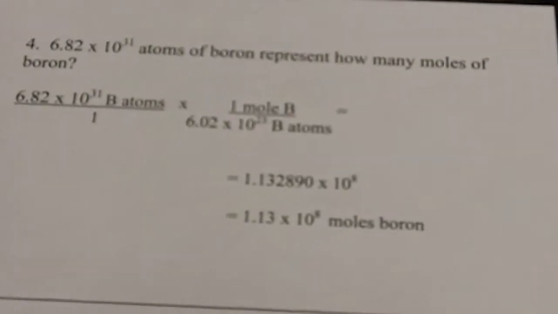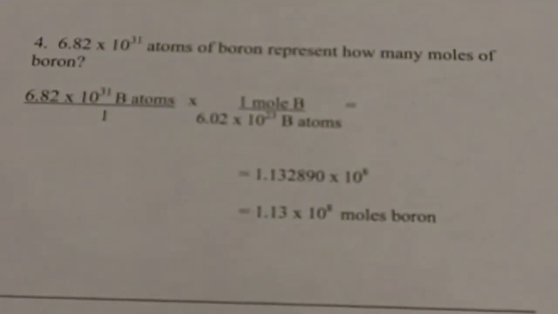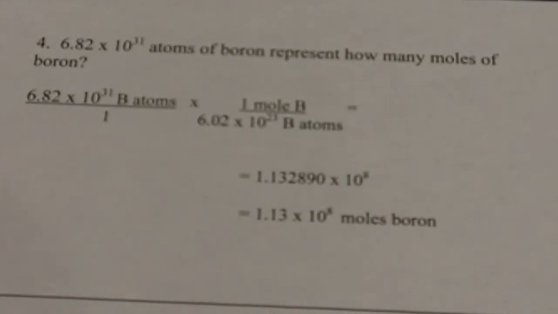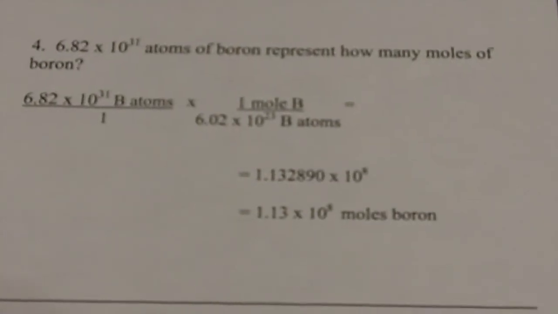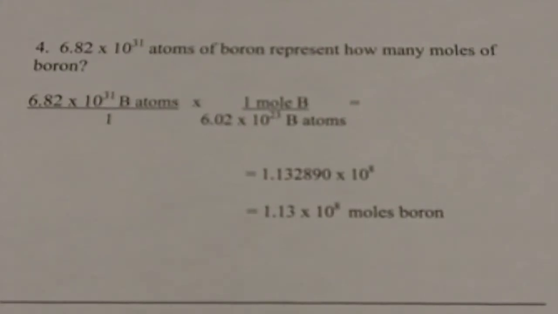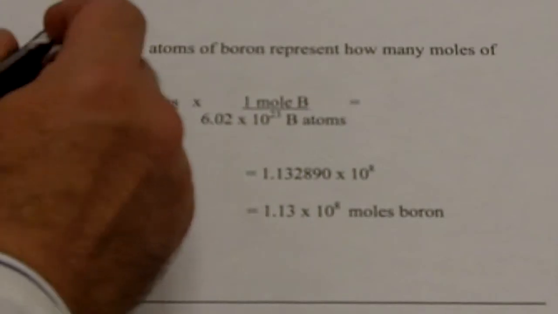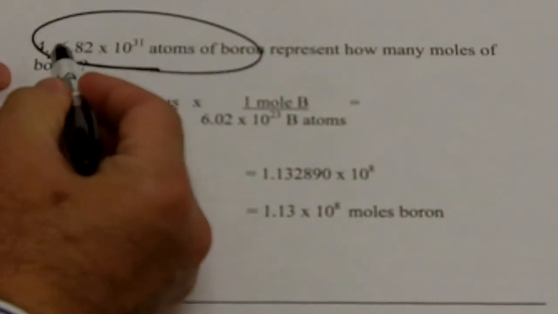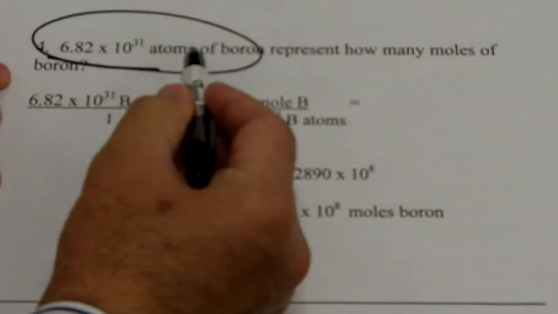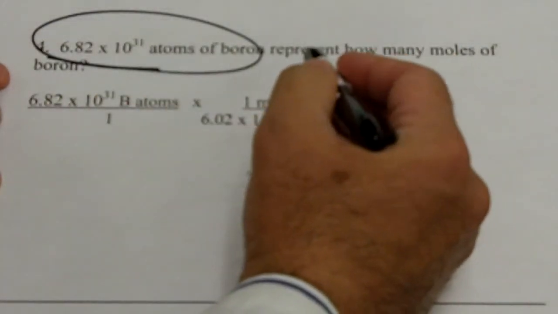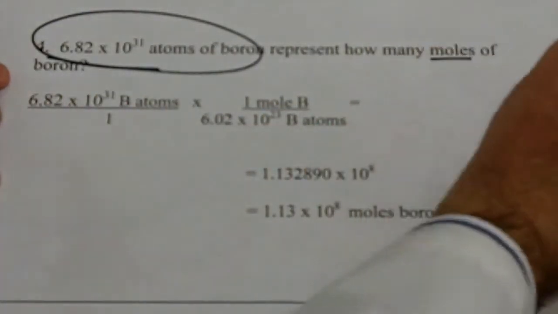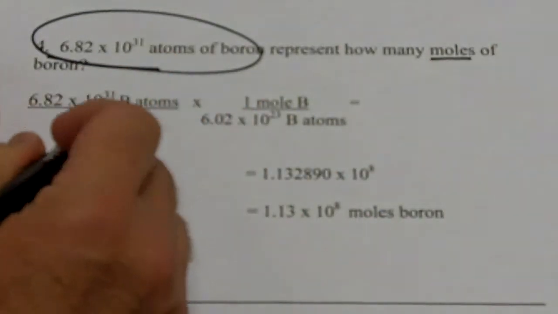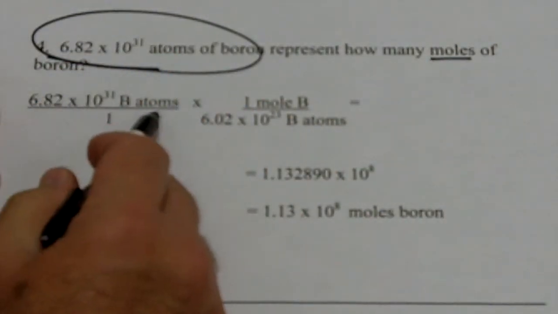Number 4 says 6.82 times 10 to the 31st atoms of boron represent how many moles of boron? So let's take a look at what I've got. Remember, look for numbers. That's what I'm looking for. 6.82 times 10 to the 34th atoms, and then what am I being asked for? Represent how many moles? Underline moles. Moles of boron. Take what I've circled, put it over 1.